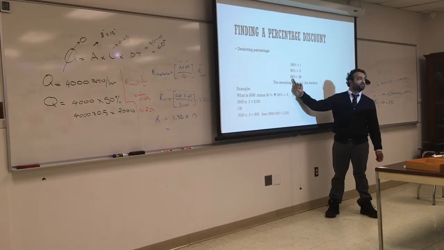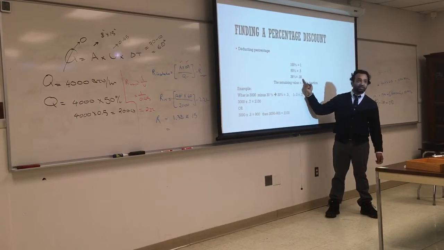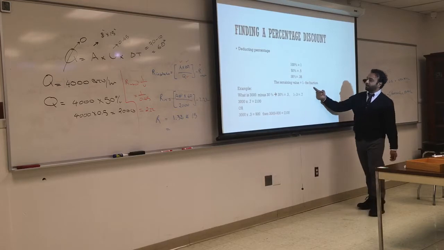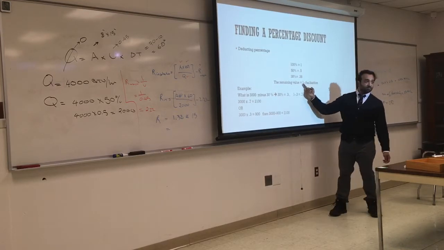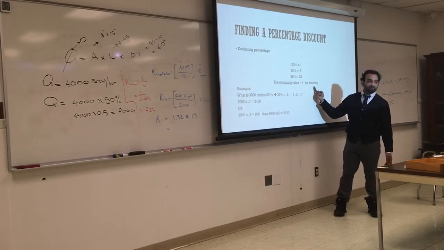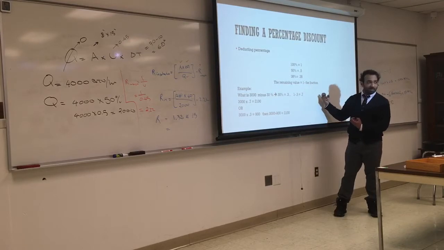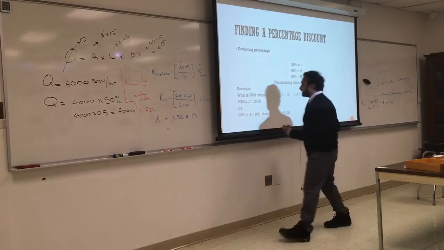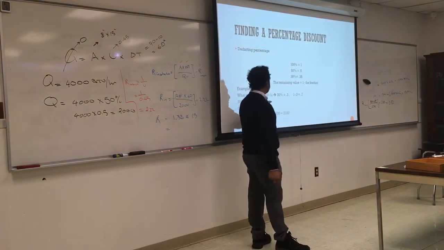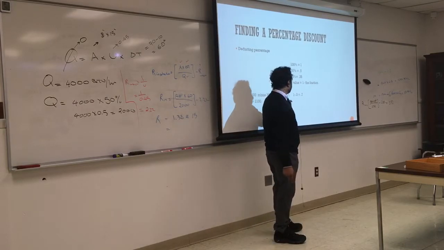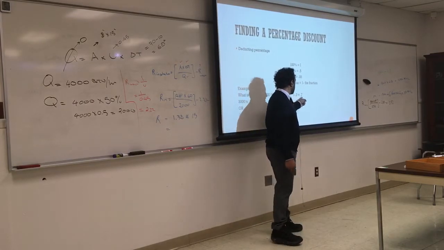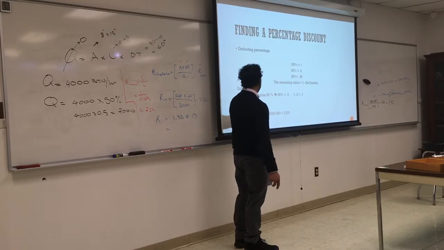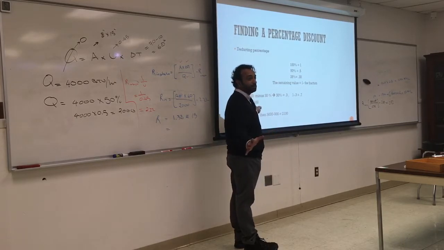38%. Percent means per 100. So cent is 100. So 38% is 0.38, out of 100. The remaining value is what I'm going to have. It's 1 minus the fraction, because I'm subtracting the fraction, whatever I want to take out. Example: 3,000 minus 30%. If 30% is 0.3, then 1 minus 0.3 is 0.7. You can just multiply by 0.7 and you get the number. That's one way to do it.